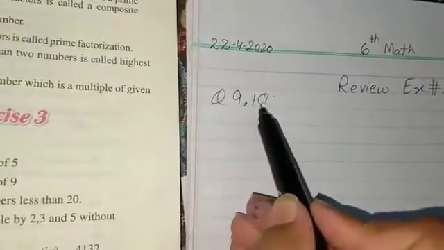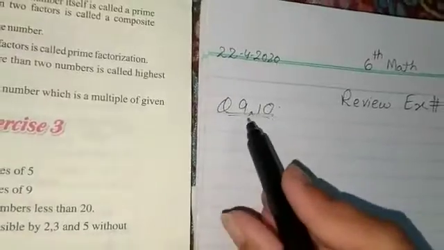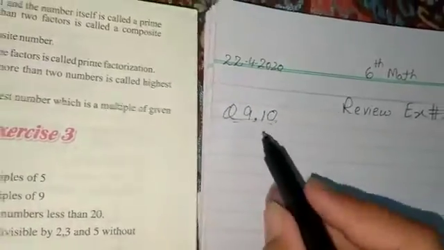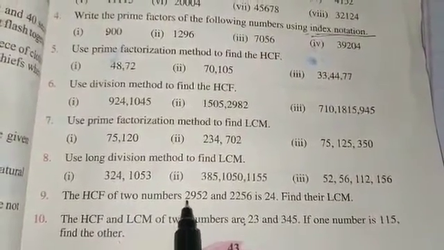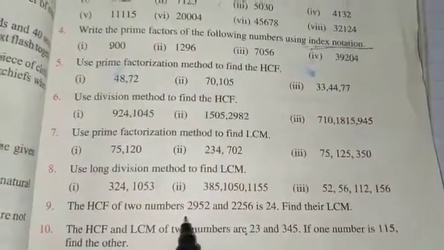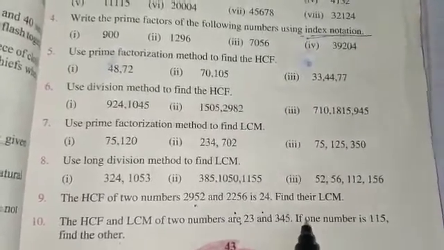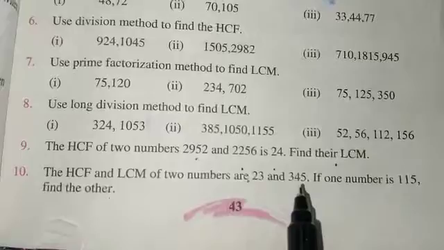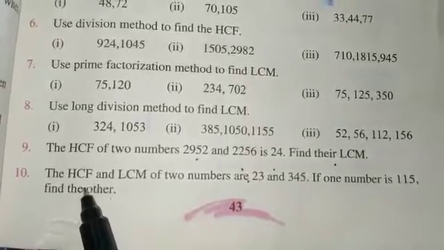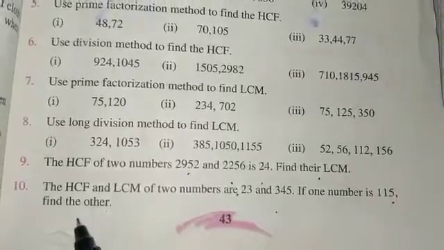Students, the method of these two questions I have explained in previous classes. The statement of the question is: the HCF of two numbers is 295 and 256. These are the first number and second number. The HCF is 24. Find their LCM. And the next one: the HCF and LCM of two numbers is 23 and 345. HCF 23, LCM 345. If one number is 115, find the other.